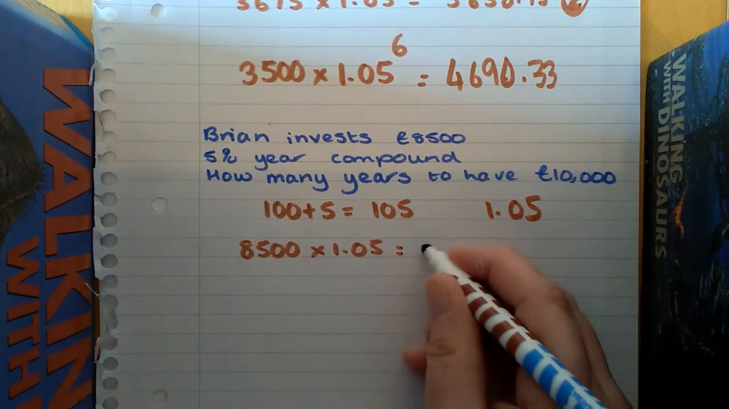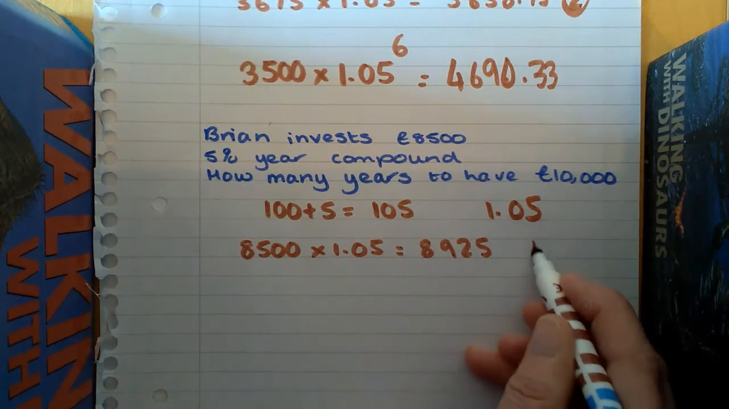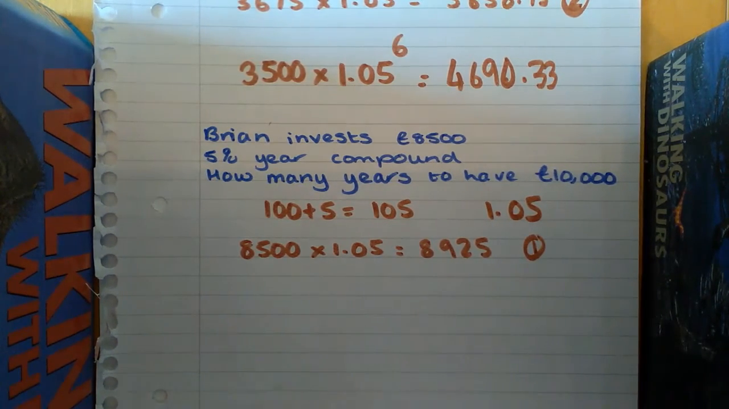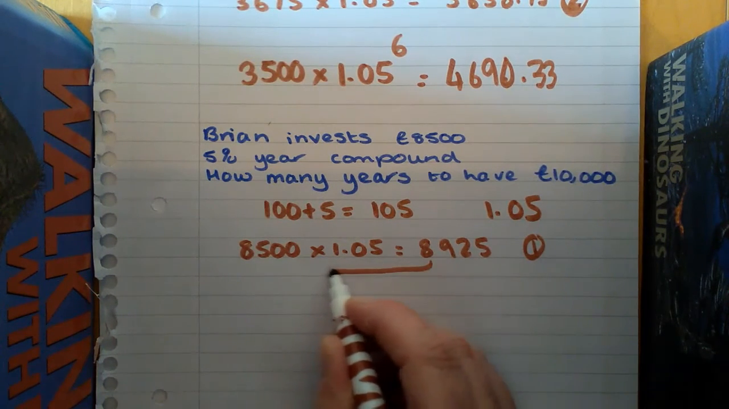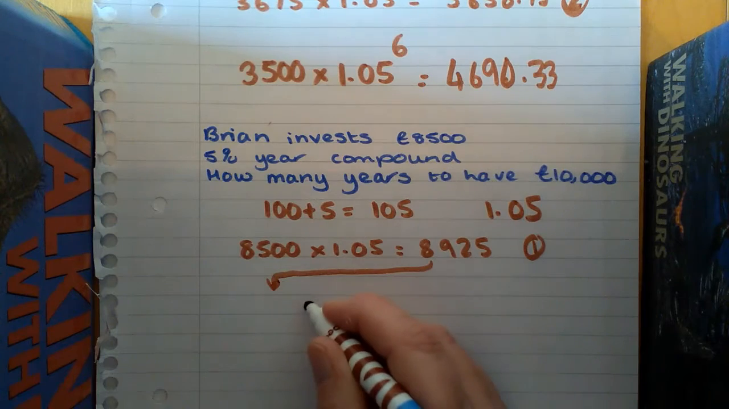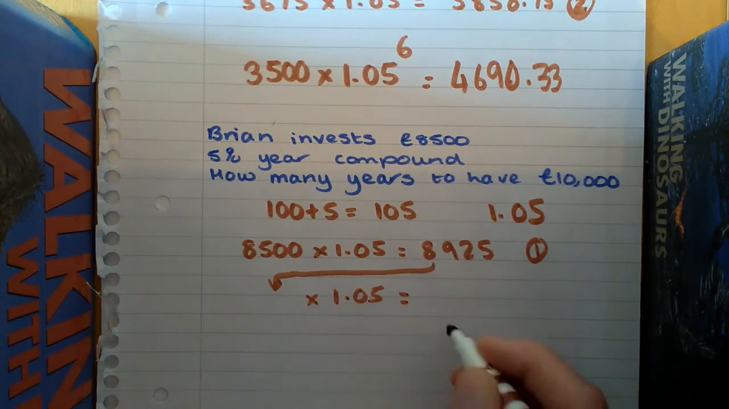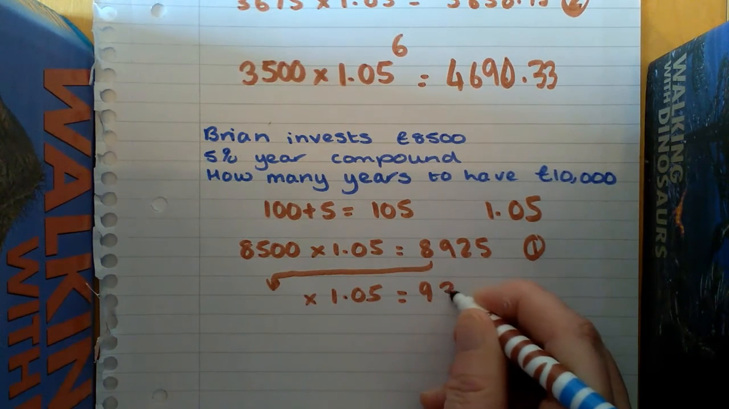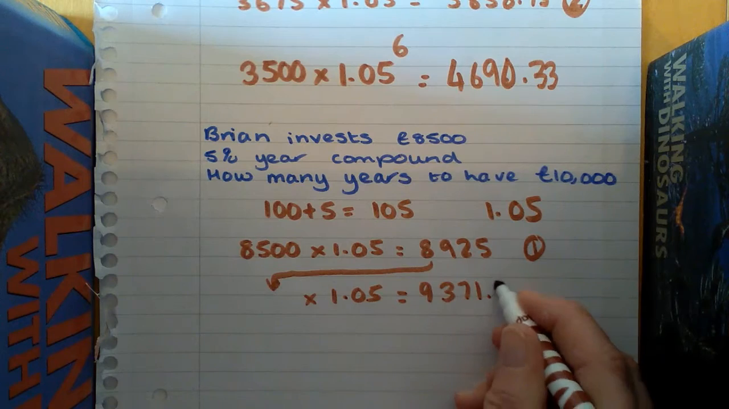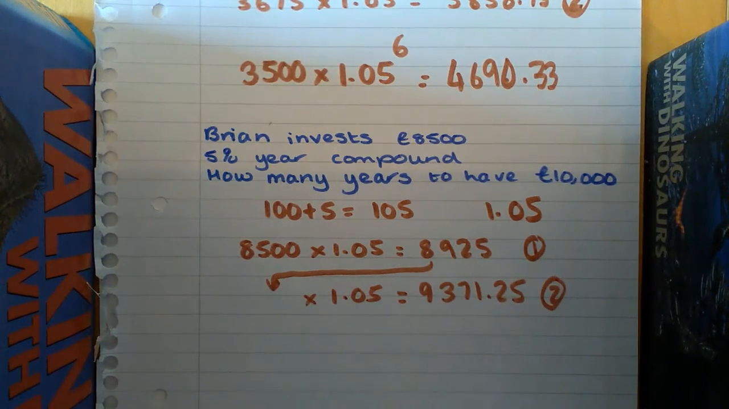and I'm going to times it by 1.05. And I get 8,925. So that's at the end of year one. Okay, on my calculator now, if I leave that amount in, I'm going to see how much I would get at the end of year two by timesing that amount by 1.05 again. And I get 9,371.25. And that's at the end of year two.